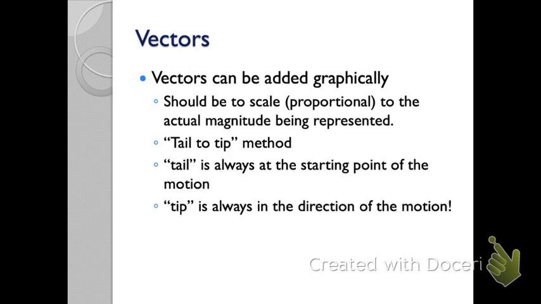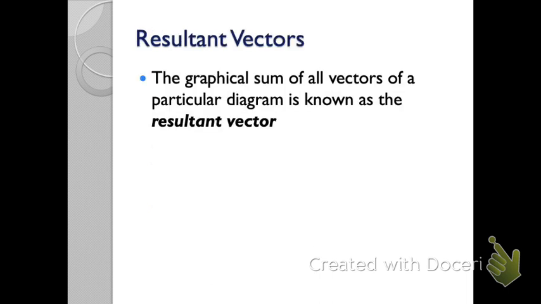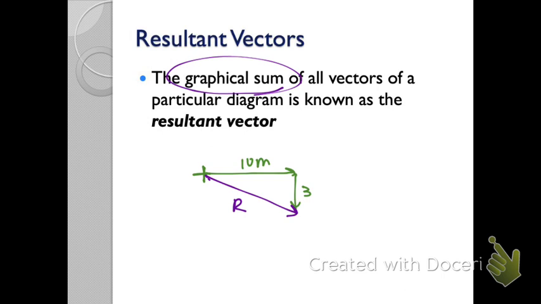All right, tail is always the starting point, and the tip is always where the arrowhead is. That seems simple enough. When we draw that diagram, we get what's called a resultant vector. On my last one I drew here, 10 and 3, this purple vector right here is what's called our resultant vector. It is the graphical sum of all of my vectors on my diagram. It always gets drawn from the origin to the tip of the last vector.